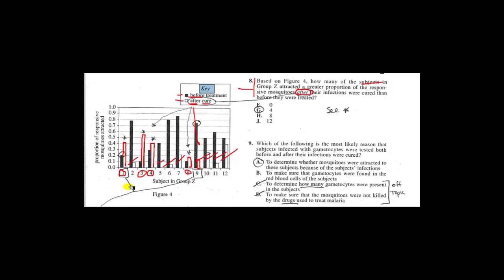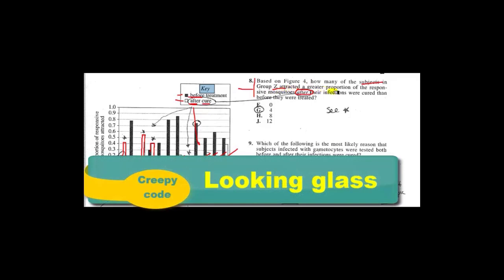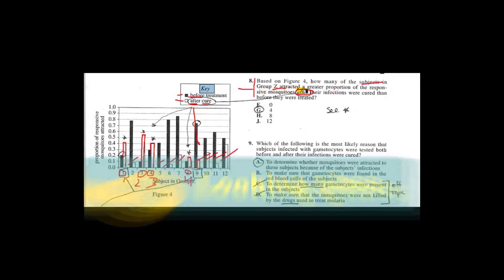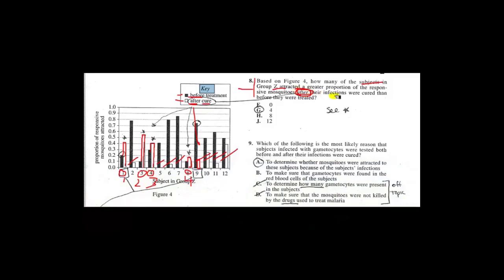Now we simply just count up our circles. 1, 2, 3, 4. 4 subjects from group Z had mosquitoes that were more attracted to them after they were cured. The answer, therefore, will be answer choice G. The most important thing I can tell you here, kids, is this. Question stems that are longer than 2 lines long, you have to put in your own words, otherwise you don't know what you're doing. 8 is G.